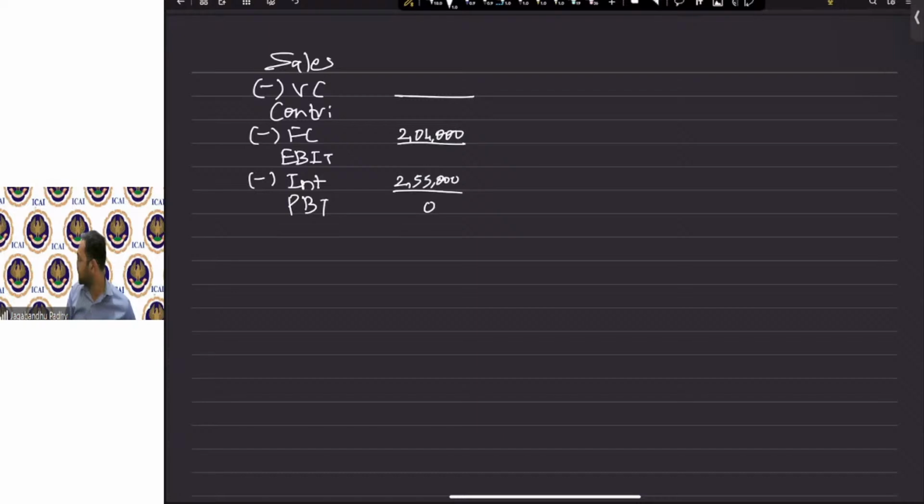For the profit before tax figure to be zero, then EBIT will be 2,55,000, right? Because from the EBIT of 2,55,000, interest is paid, and you get a profit before tax of zero. Fixed cost is 2,04,000. What will be the contribution? So do the reverse calculation. We need to have a contribution of 4,59,000, out of which 2,04,000 fixed cost will be paid.